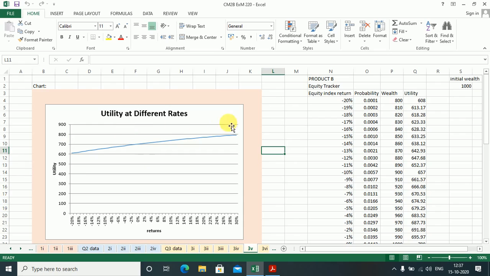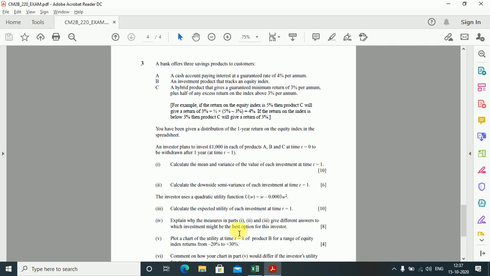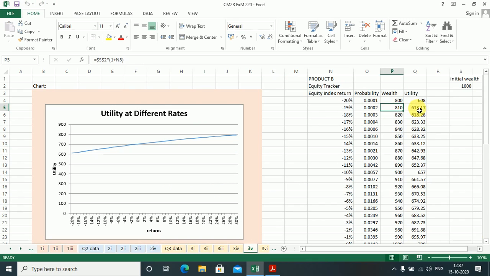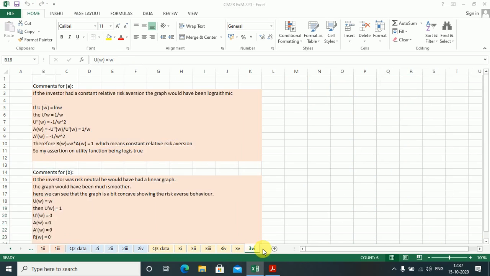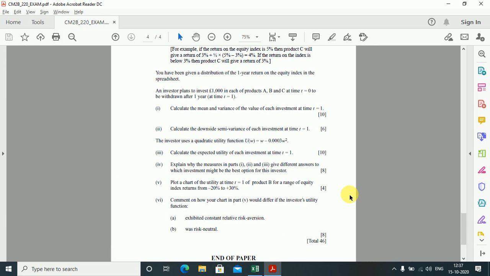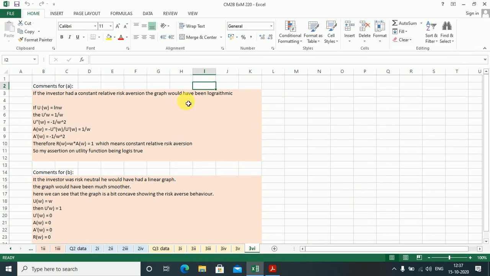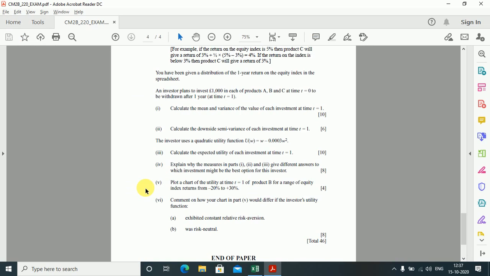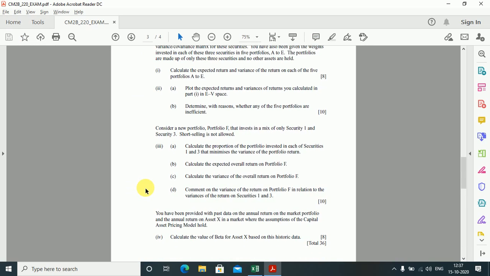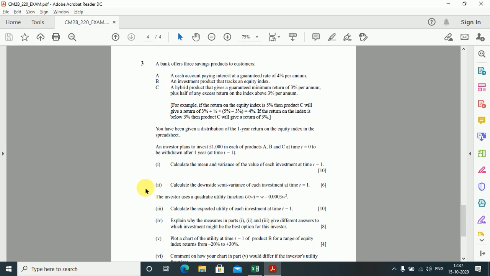Then we were told to draw the graph for product B. So I plotted a chart of the utility of product B against equity returns: you calculate the utility, with equity returns on the x-axis and utility on the y-axis. Part 6 was a comment on your chart from part 5, if your investor's utility function exhibited constant relative risk aversion: you can define how it would have been a logarithmic graph, and if it was risk neutral then it would be a linear graph. So it was a pretty direct paper. There were not many comments which were very difficult to answer, and the calculations of the values were pretty direct.